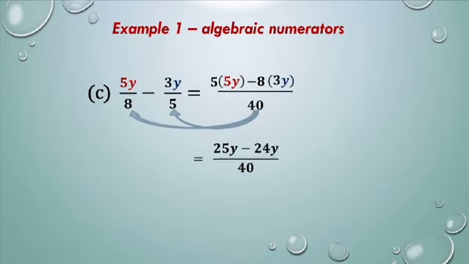Simplifying will give me 5 times 5y, 25y. 8 times 3y, 24y. And between these two, I have a minus sign. The whole of it over 40. Simplifying the numerator, 25y minus 24y gives me simply y over 40.